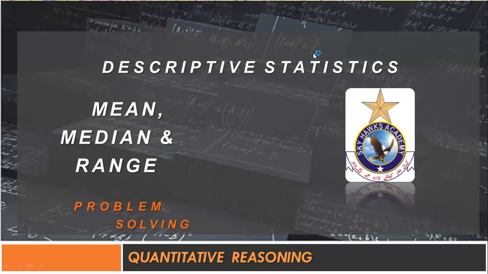Okay. So this is all about the descriptive statistics, and we will talk about the mean, median, range. So it's a quantitative reasoning type of question. As we know, the mean is the average. Median is the value which divides the data into two equal halves. And range is the difference of the maximum and the minimum values of the data. So that is a brief description of all these terms.